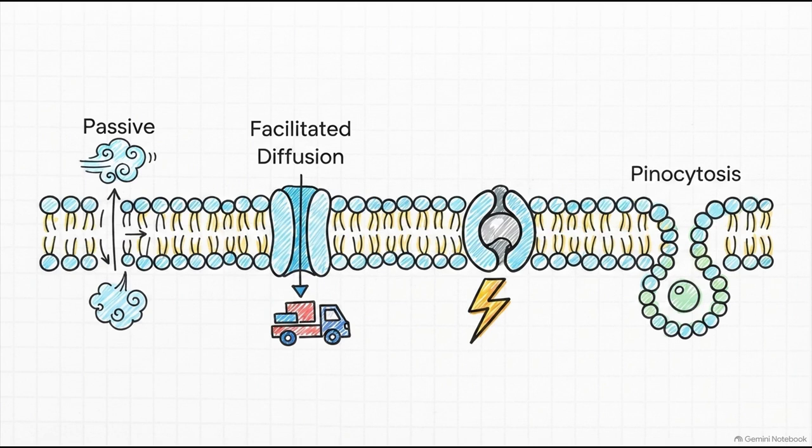Let's start with passive diffusion. This is the route for most drugs, and it's completely effortless. It's exactly like spraying perfume in a corner of a room. The molecules naturally and effortlessly spread from an area of high concentration to an area of low concentration. This is exactly how highly lipid-soluble drugs, like diazepam, effortlessly cross over into the bloodstream.